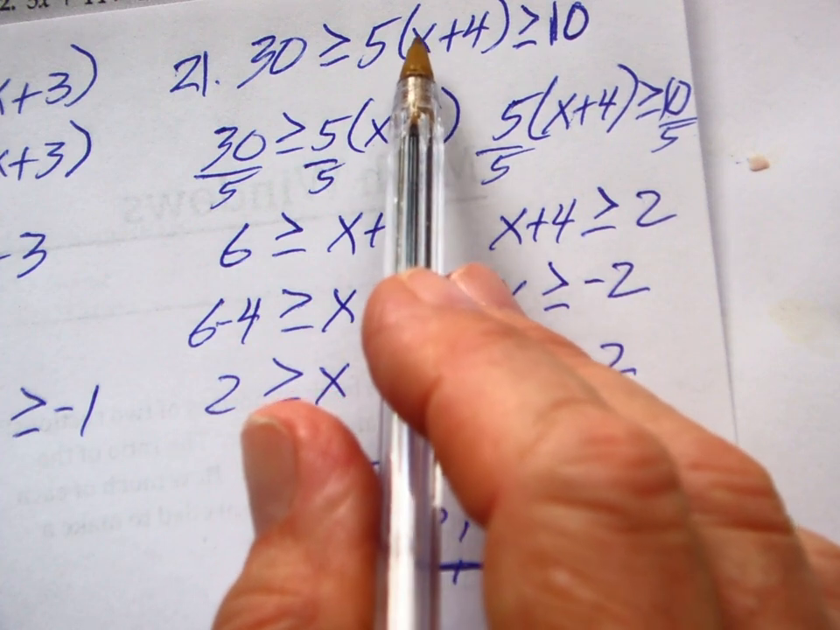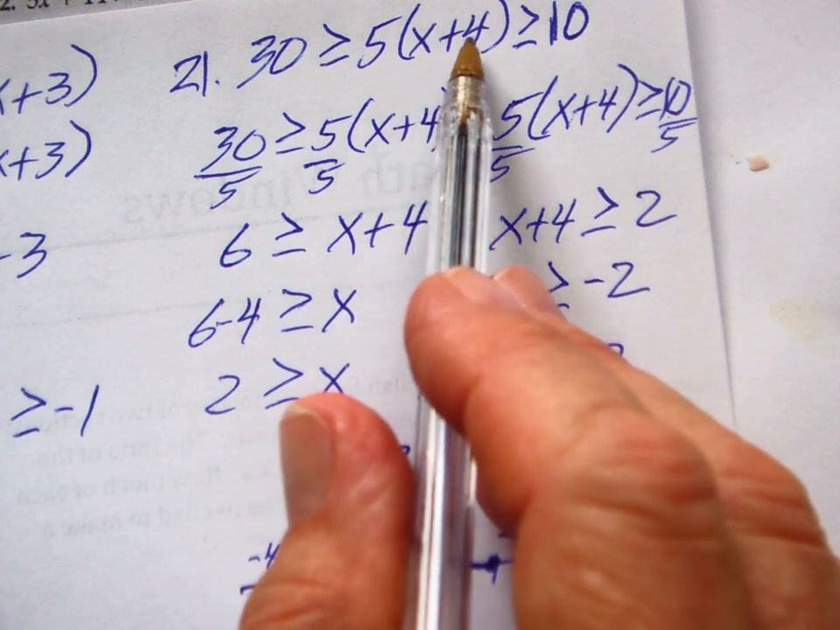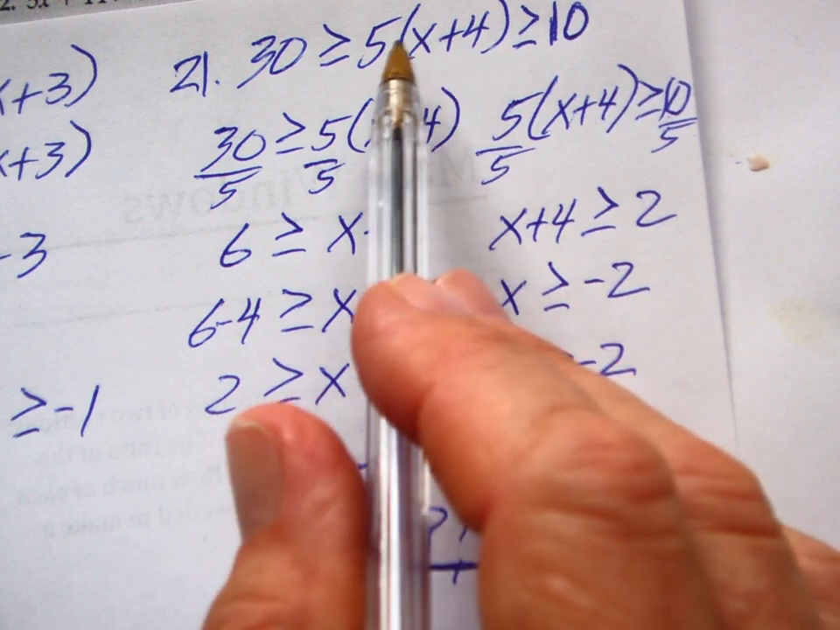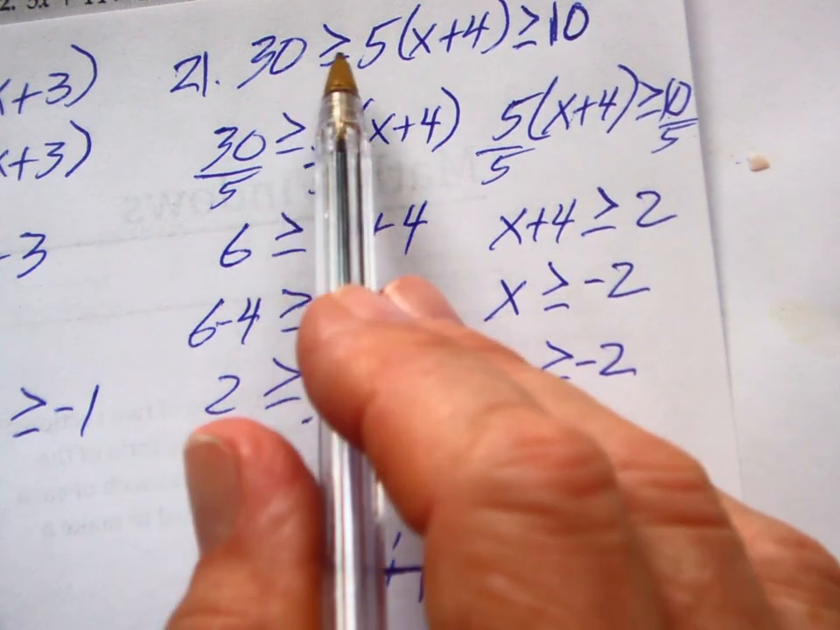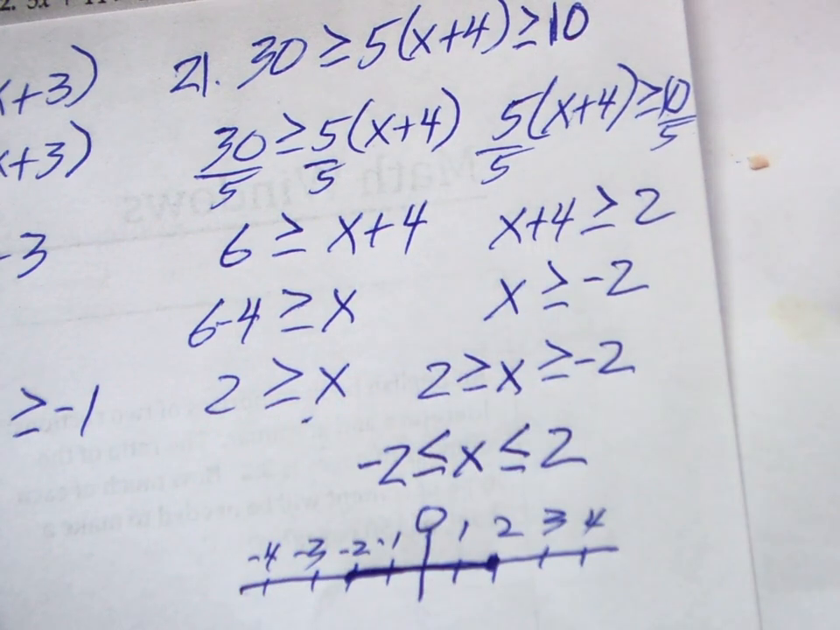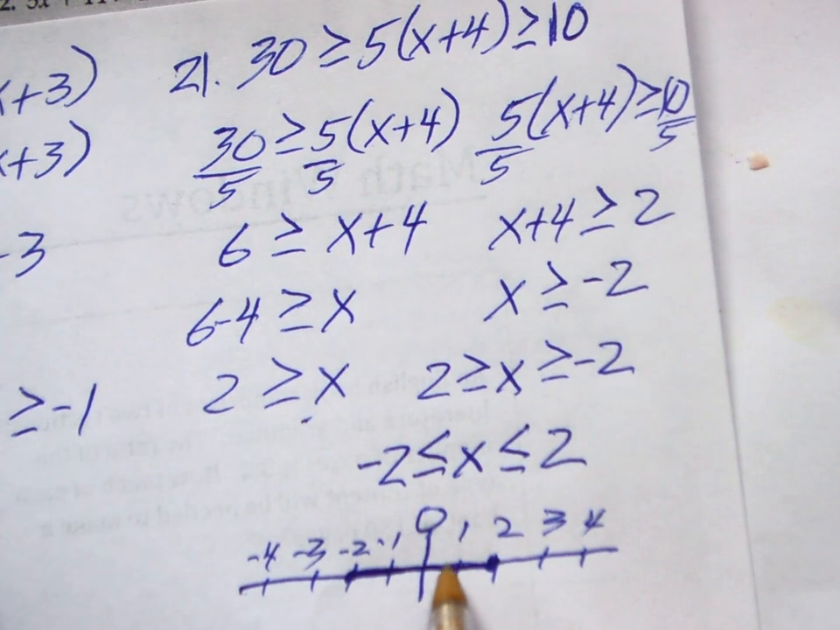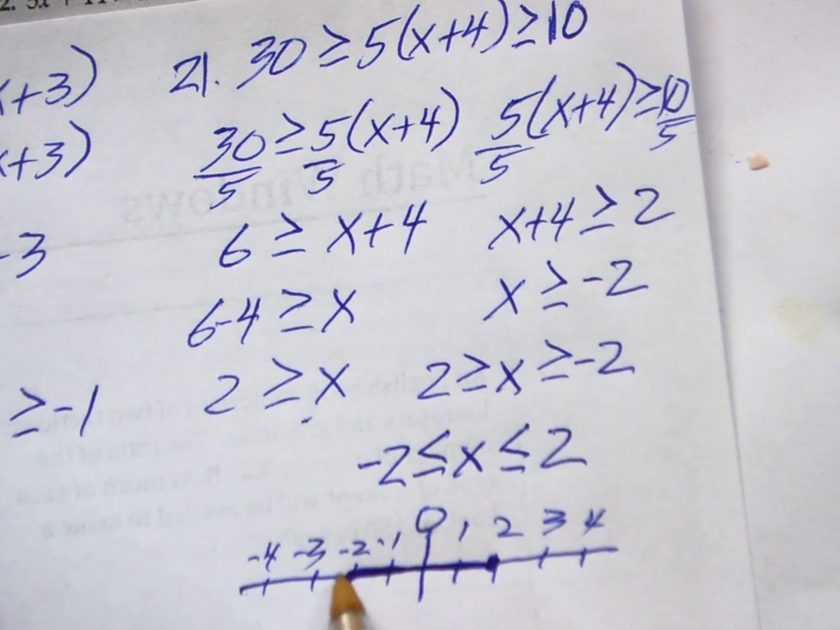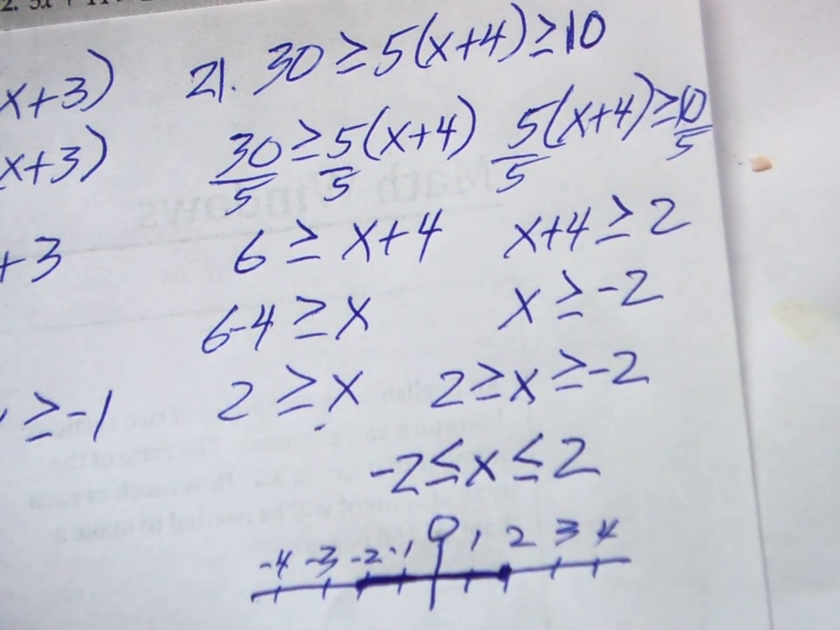I'm sorry. If you put a 0 in here, you get 0 plus 4 is 4. 4 times 5 is 20. 30 is greater than or equal to 20, which is greater than or equal to 10. It works, right? So 0, all this on the inside works. That's how you would graph it. Anyway, that's number 21. And we're going to do one more just like this.